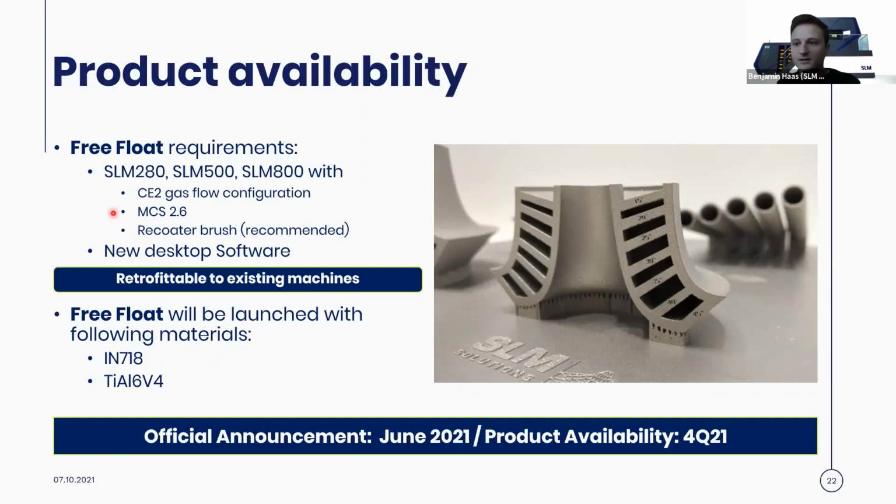The machine needs also to run on MCS 2.6. This is required because we're adding information to the SLM file, and the MCS needs to interpret that information. And so this is basically just the reason why we need to add a new MCS.